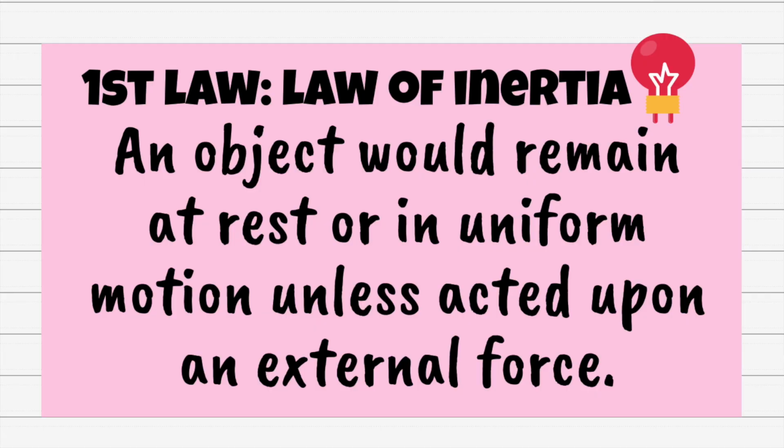So the first law is the law of inertia. And it states in this law that an object would remain at rest or in uniform motion unless acted upon by an external force. First example, so you can really understand what the first law of motion means.